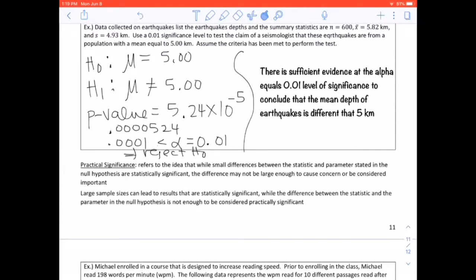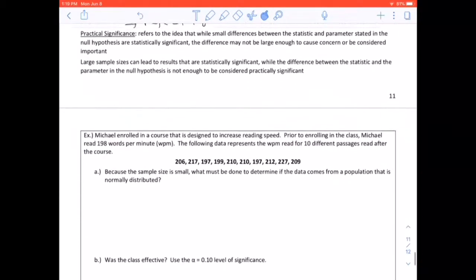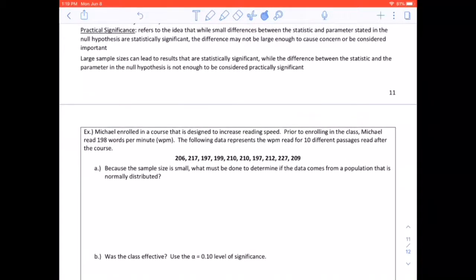Next thing that we have is practical significance. This refers to the idea that while small differences between the statistic and parameter stated in the null hypothesis are statistically significant, the difference may not be large enough to cause concern or to be considered important. Large sample sizes can lead to results that are statistically significant, while the difference between the statistic and the parameter in the null hypothesis is not enough to be considered practically significant.